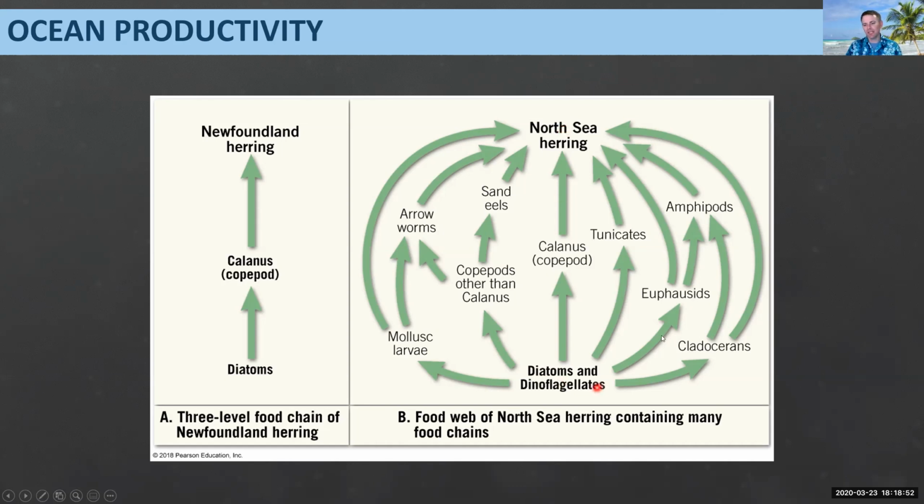Well, it could be eaten by one of these things, or by one of these things, or these things, and then the herring could eat any one of those. So this is a food web. It helps to have a food web because it gives you a lot more choices. If, for example, this North Sea herring only ate amphipods and the amphipods had a bad year, it wouldn't be able to eat anything else and it would starve. So that's why it's good to be part of a food web and not just a straight food chain.